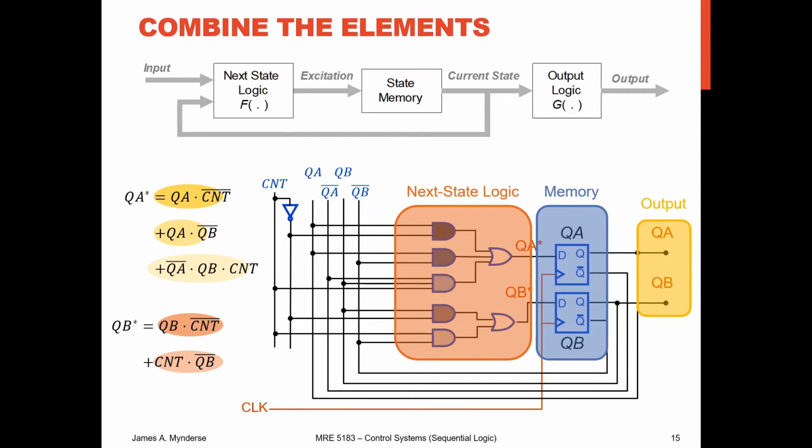The output logic is trivial. There's nothing going on. But it has all the elements that we're looking for. It's got next state, it's got state, memory, and it's got output logic. So that's what we should see every time.